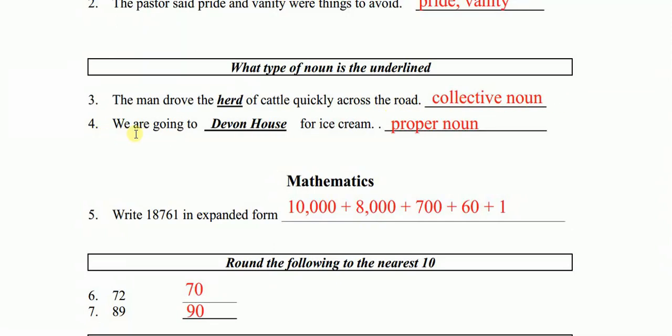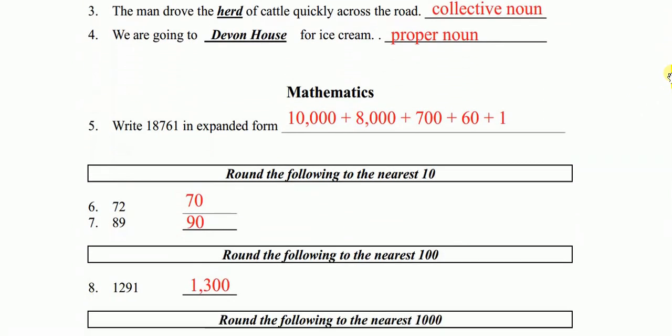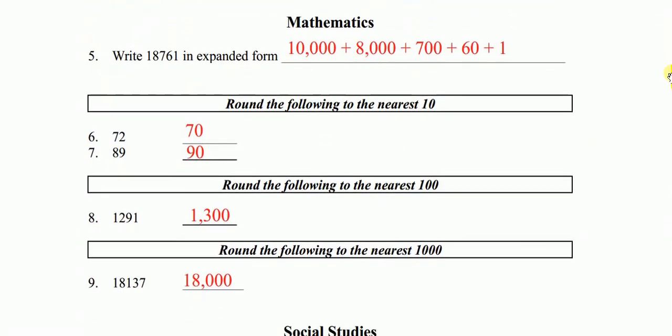Number 4. We are going to Devon House for ice cream. And that's a proper noun. A proper noun. Special name of a person, place, animal, or thing.